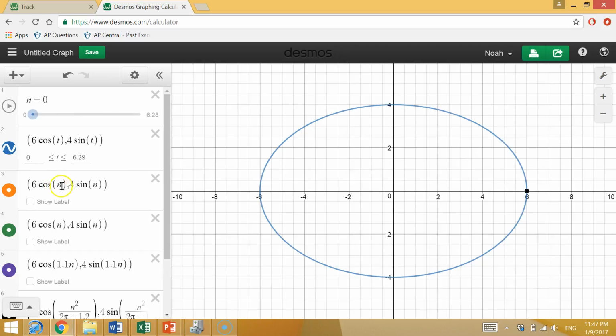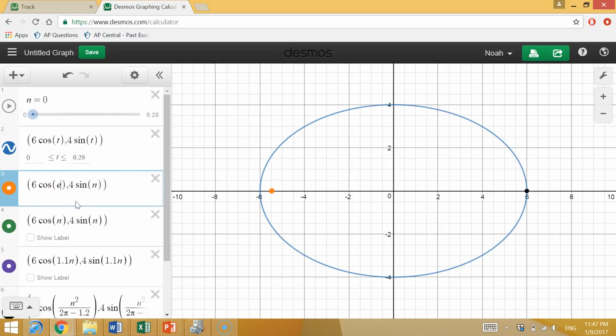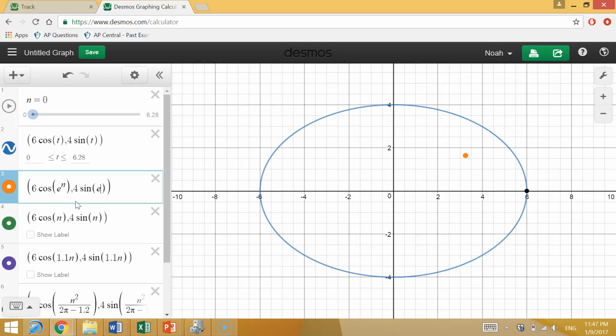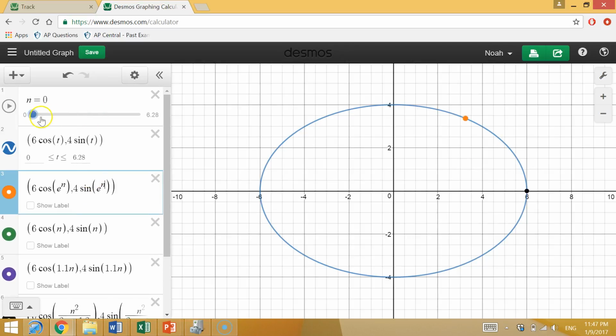So what I'm going to do is change this to e to the n and e to the n. Let's see what happens. You should notice a few things. One is that the orange dot, when n is 0, is not at 0. We'll talk about that in a second. Also, as I increase, it's just going to go way too fast, right? It's in the lead the entire time. No one ever has a chance.